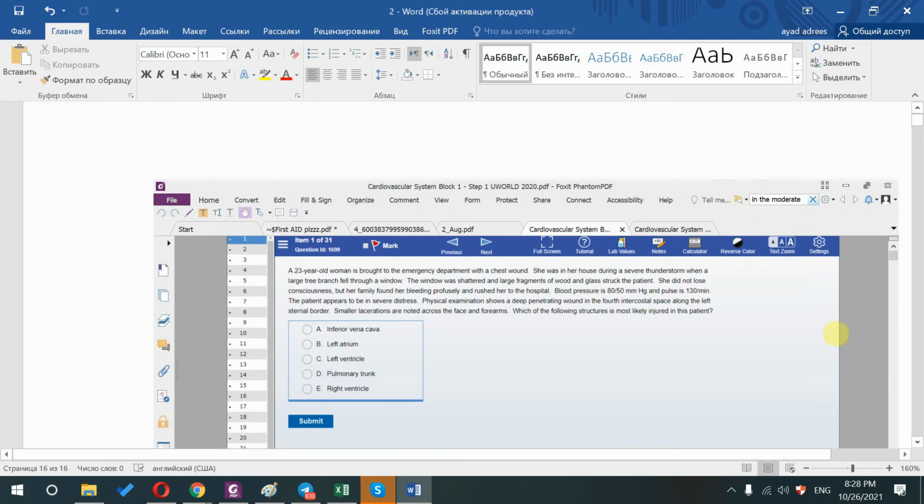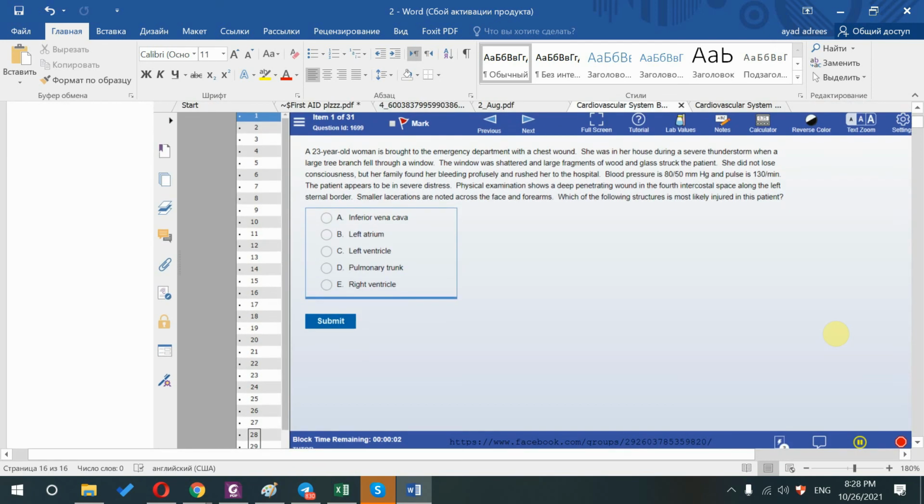So, let's see. Well, first the question. We have a 23-year-old woman. Today I brought you from UWorld according to our election. So a 23-year-old woman is brought to the emergency department with a chest wound. She was in her house during a severe thunderstorm when a large tree branch fell through the window. The window was shattered and a large fragment of the wood and glass struck the patient. She did not lose consciousness, but her family found her bleeding profusely and rushed her to the hospital.